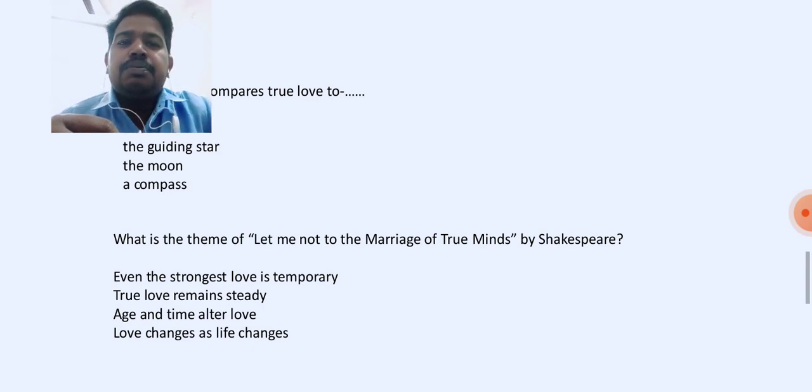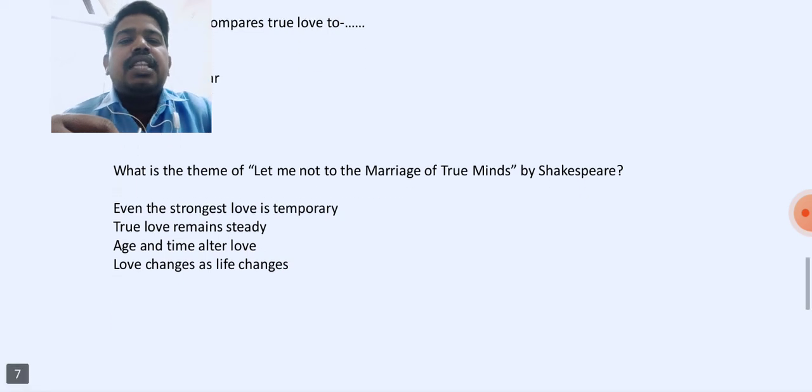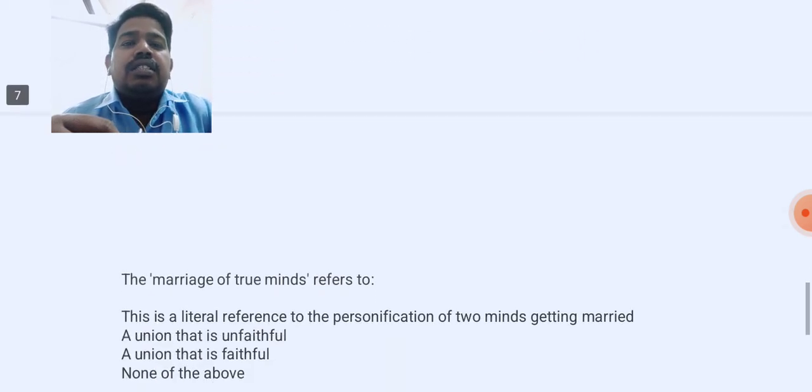So, see: even the strongest love is temporary; true love remains steady; age and time alter love; love changes as life changes. So, what will be the correct answer? The correct answer is true love remains steady. Steady means constant, that keeps on its existence.